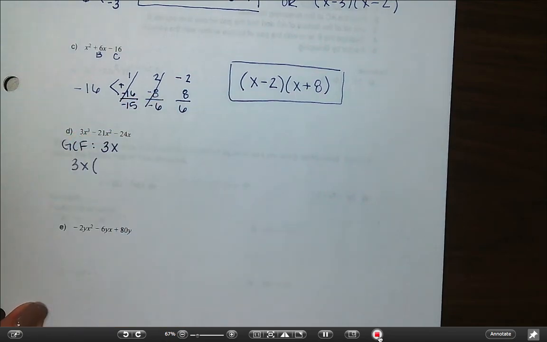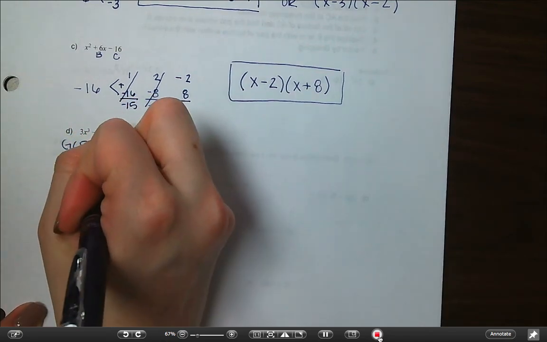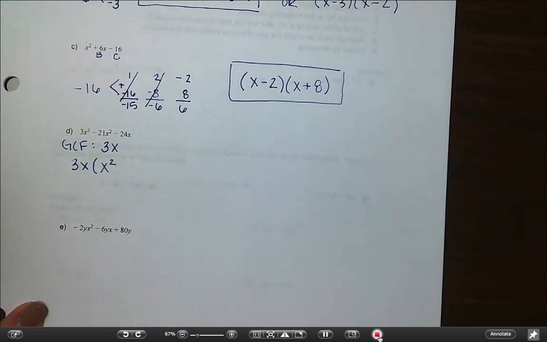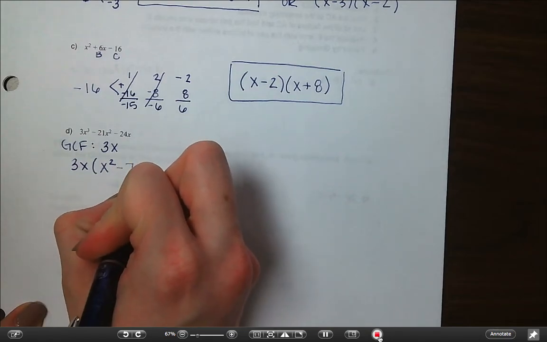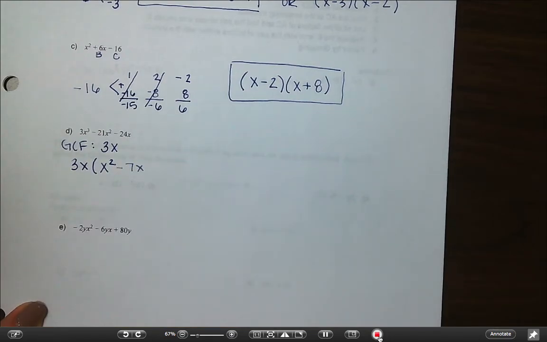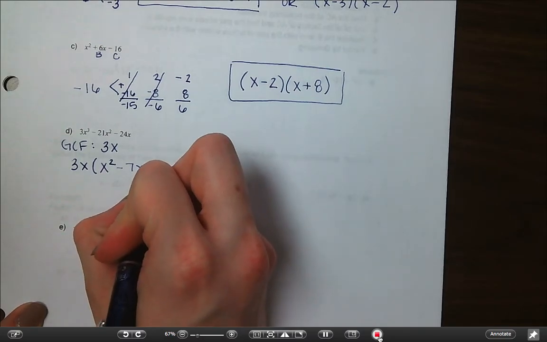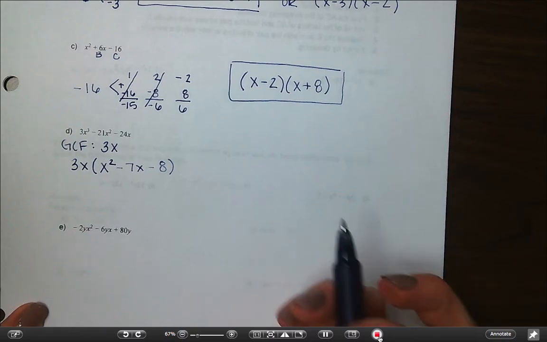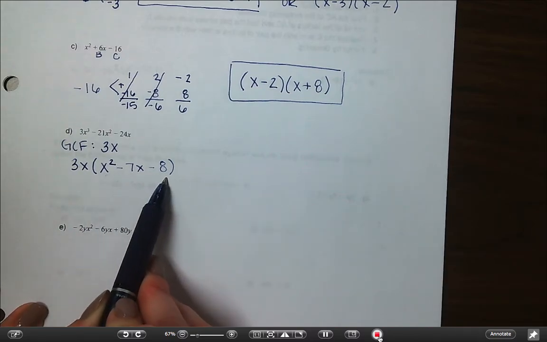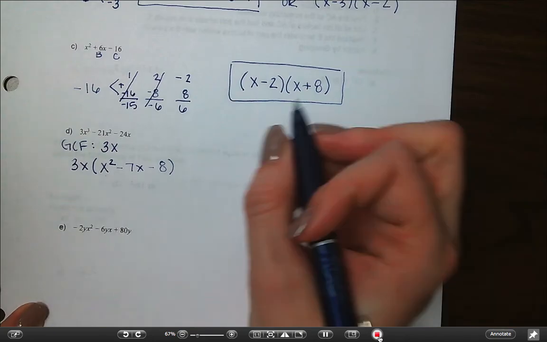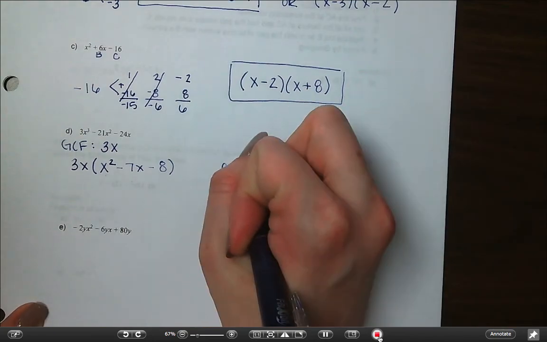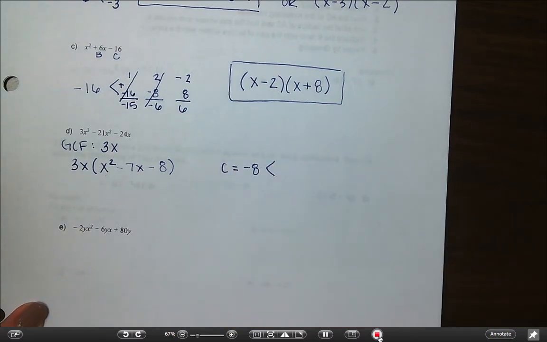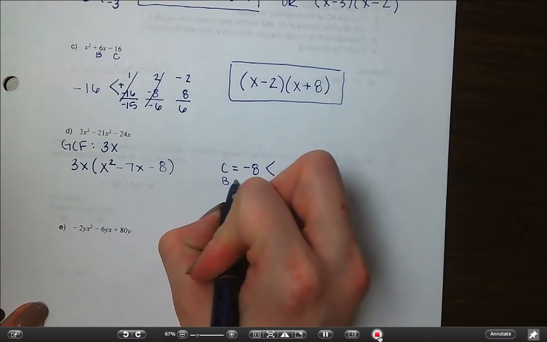So we're going to bring that down and then divide. So 3x cubed divided by 3x is x squared. Negative 21x squared divided by 3x is minus 7x. And negative 24x divided by 3x is a negative 8. Okay. So now we're looking just at this trinomial on the inside. Our a value is 1, so we want to find our factors of c, which is negative 8, that multiply to be negative 8 and add to be negative 7.